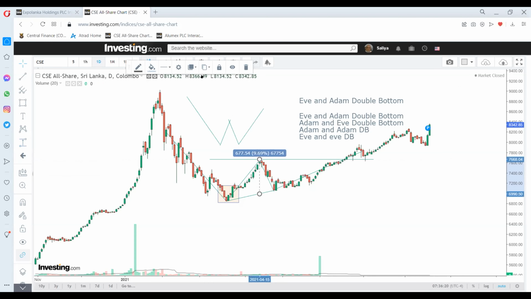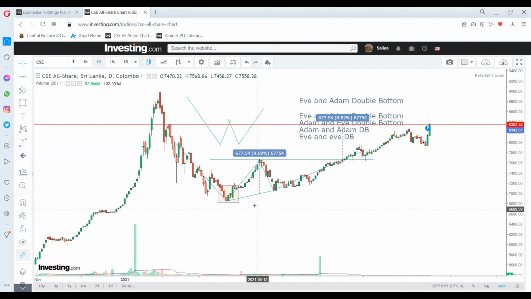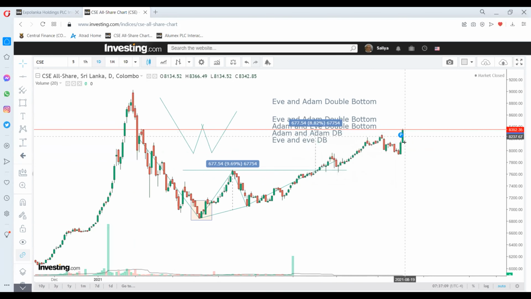This is the level, right? We clone it, and once the breakout takes place, this area, let's take a horizontal line and drop it at the top of that level. And that's the projection of this pattern, right? Meaning this distance, once the neckline is broken, this distance can be expected for the index to rise and test as a resistance area. That is exactly where it had got tested today. You can see that has happened. So this W formation, which is an Eve and Adam double bottom formation, projected target has been hit today, right?